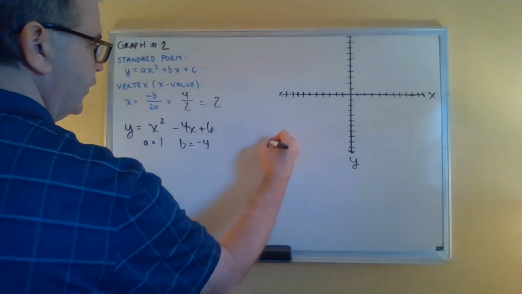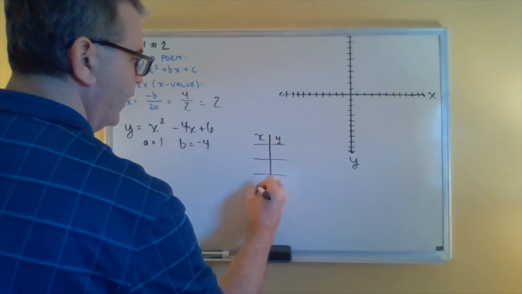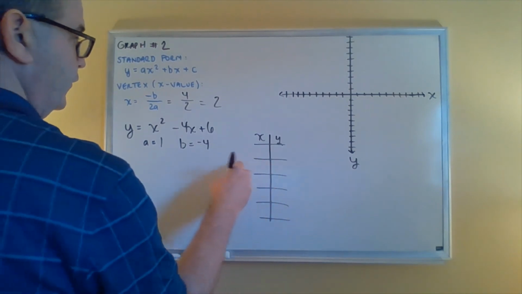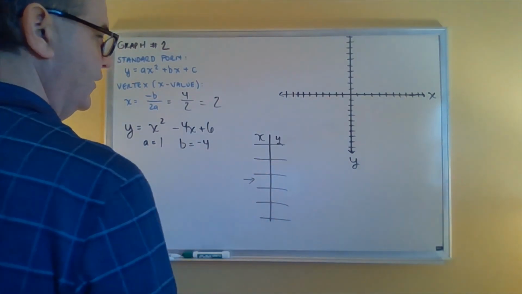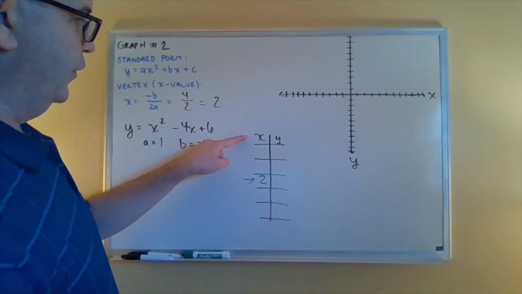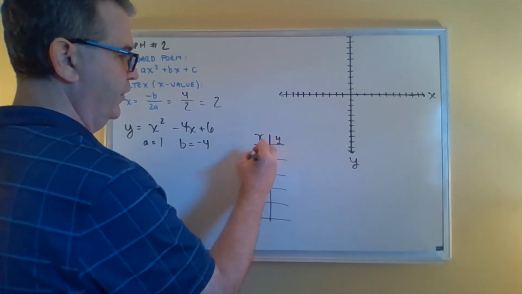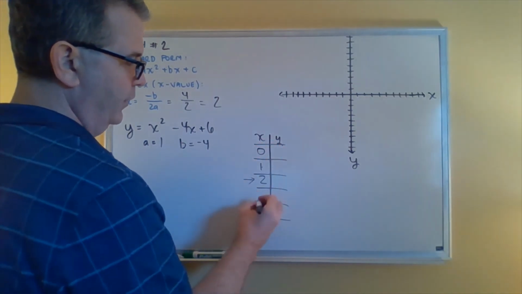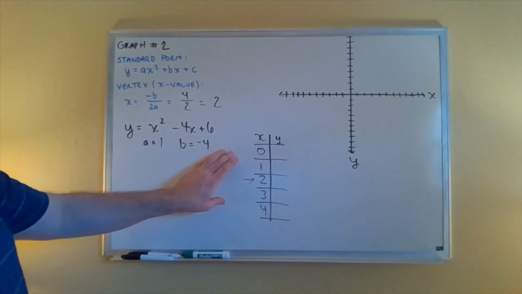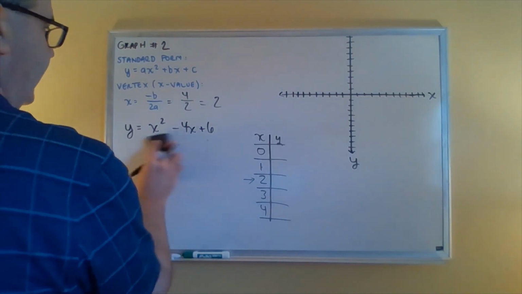So our x value, let's draw our t-chart. Remember, we're looking for 5 points. So our vertex is going to be the point that's in the middle. So our x value will be 2. We're going to subtract going up. So 2 minus 1 is 1. 1 minus 1 is 0. We're going to add 1 going down. 2 plus 1 is 3. 3 plus 1 is 4. So these are the x values that we're going to plug into our equation here to calculate y.